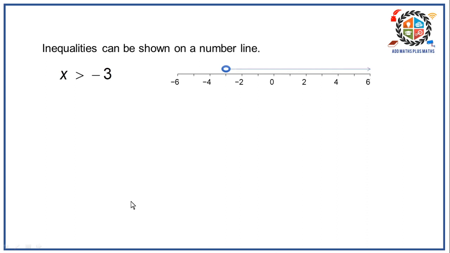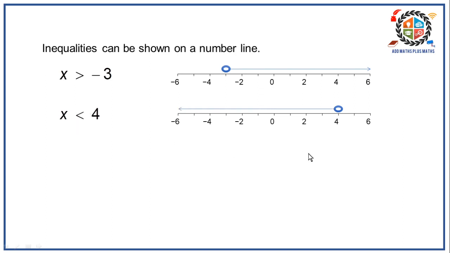Next, x < 4. X is less than 4, meaning 4 is not included in the graph. So I will just put a hole on 4. 4 is here, I'll put a hole there. And I will include everything on the left of 4, so I will put an arrow on the left because it's less than.